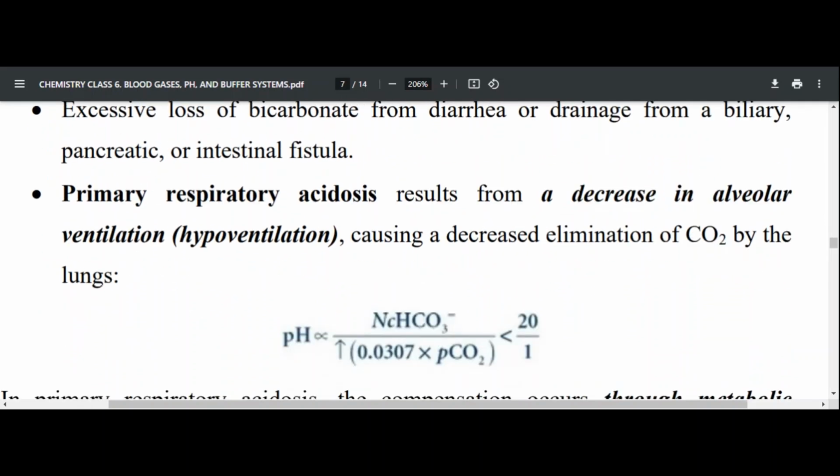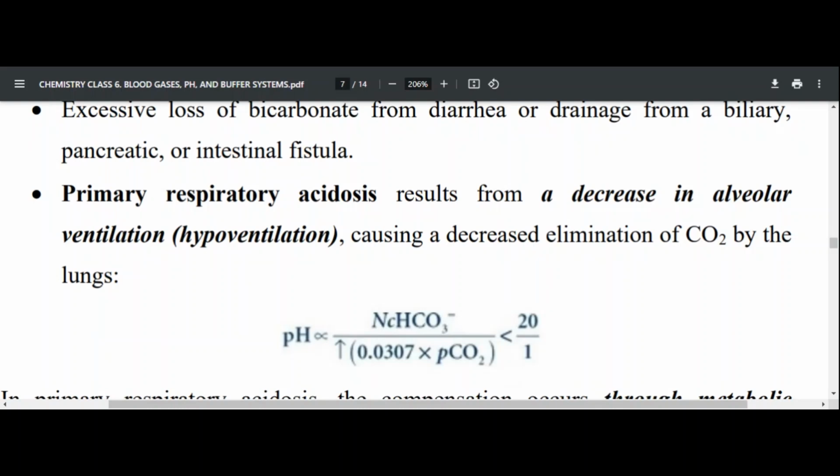So we could also see primary respiratory acidosis, which is a respiratory acidosis resulting from a decrease in alveolar ventilation. These are some conditions that can cause hypoventilation. For example, someone with emphysema or pneumonia, sometimes someone with COVID. Those patients sometimes may experience hypoventilation because of damaged lungs.